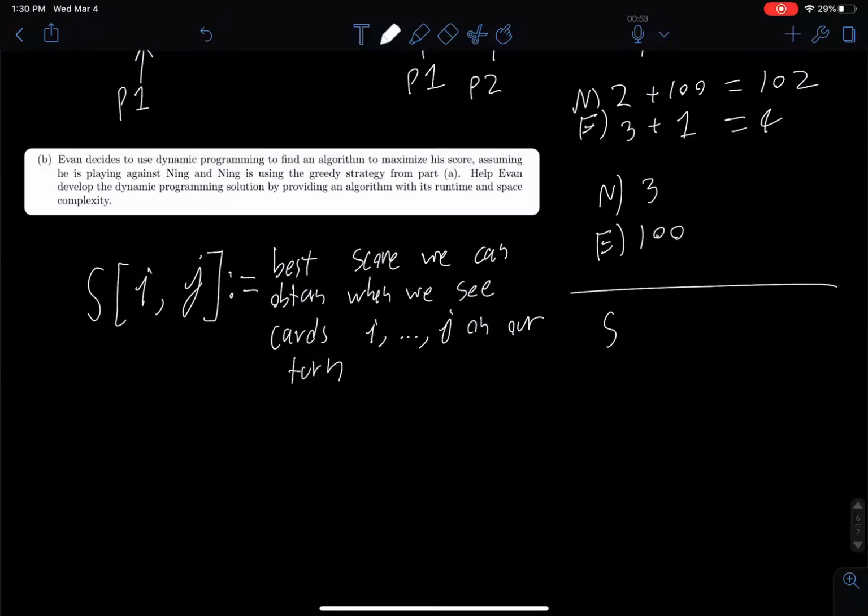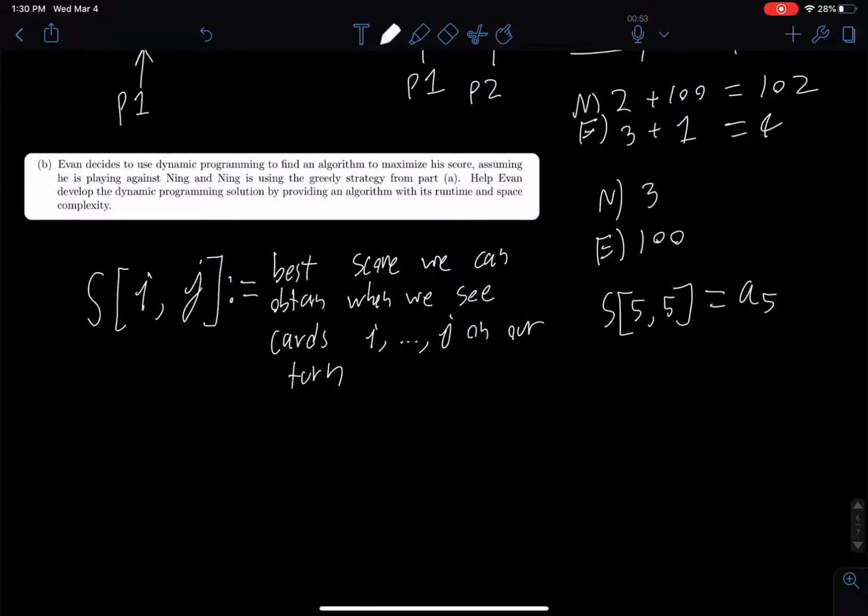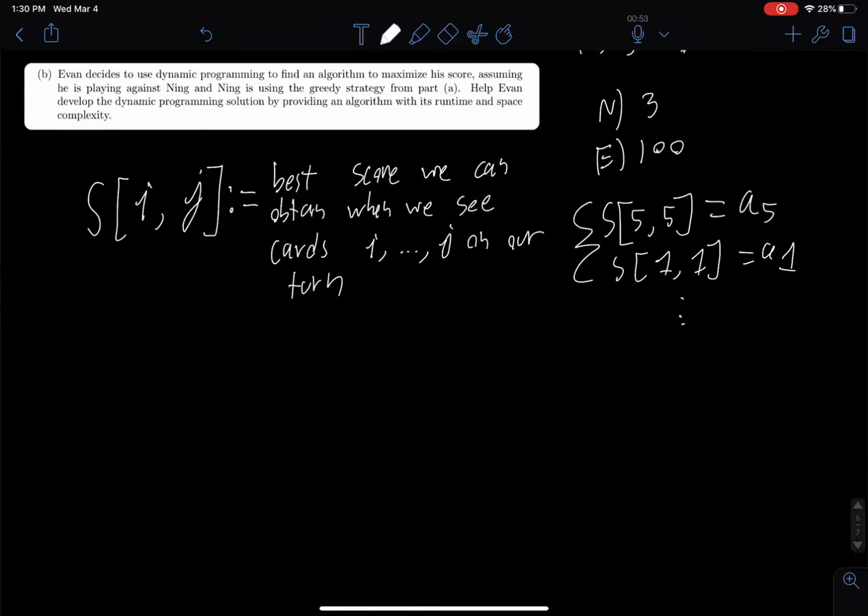We have the really small cases, let's even call these inclusive bounds, like S5, which is we only see the card 5 on our turn, in which case our value is just going to be A sub 5, the value of the 5th card. These are really easy to compute. We have these really small cases all the way up to the really big case, S of 1n, being equal to the optimal score that we can obtain in the entire game.